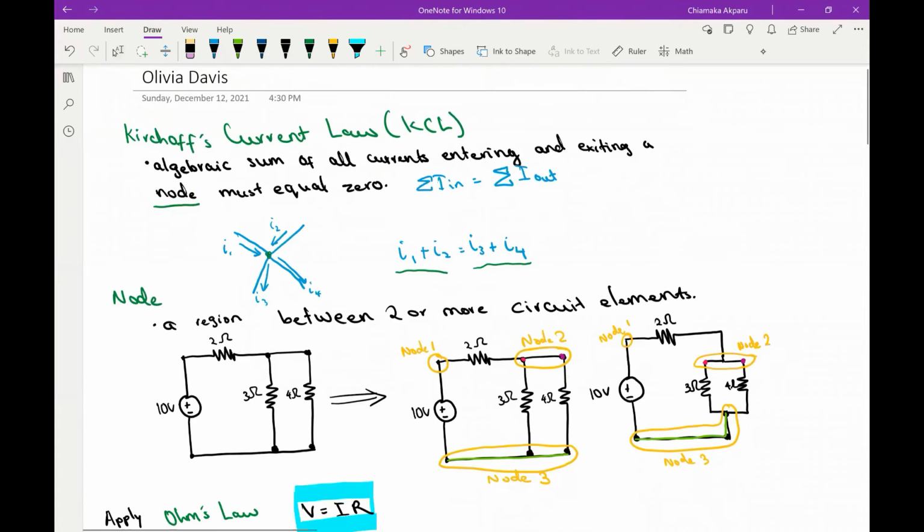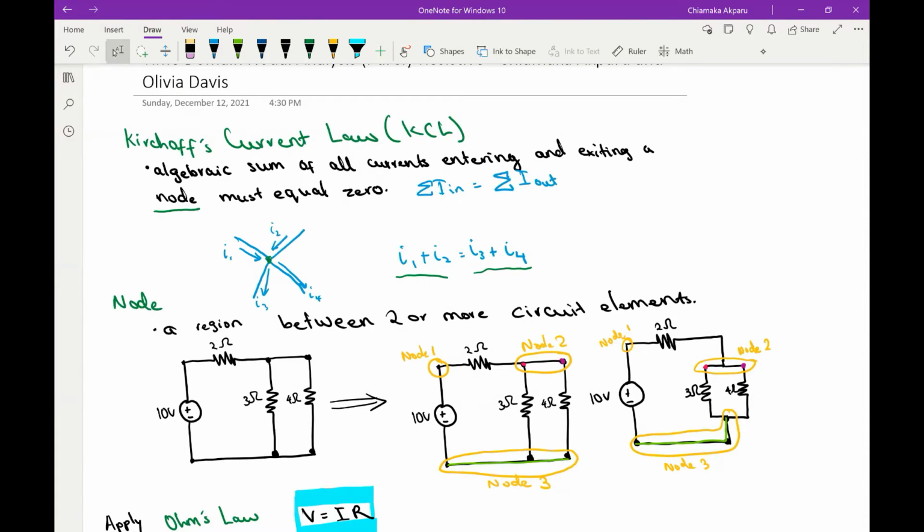Now that you know that, you might want to ask yourself, what is a node? A node is a region between two or more circuit elements. Now, this is important because it's not necessarily that every junction is a node. It has to just be between two circuit elements. So if you see in this example, you might think that this node here and this node here are separate nodes. So this one, the pink and the purple.